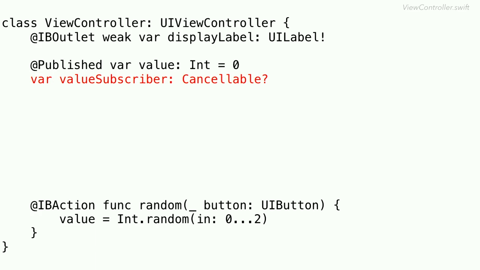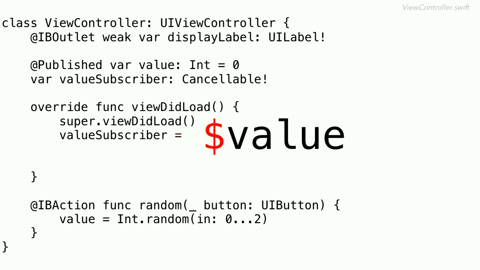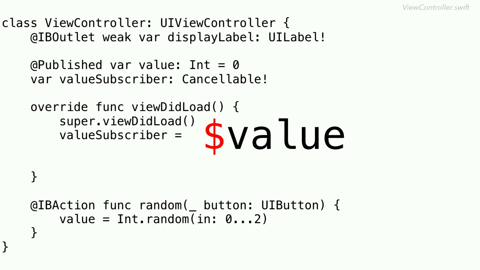So we have a subscriber, and now let's connect the subscriber in viewDidLoad. And so my value subscriber is to be connected to $value. Perhaps to localize your code, it should be $value. $value is a detail in SwiftUI that says you're binding to something. And so as it changes, you're getting the changes. And so you're not binding to value, you're binding to this wrapper around value.